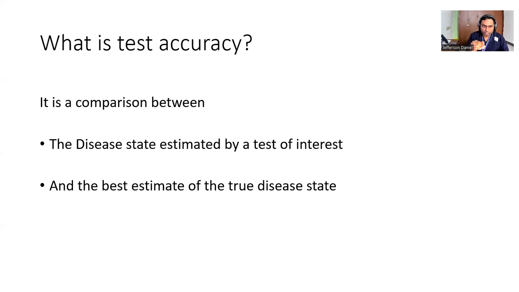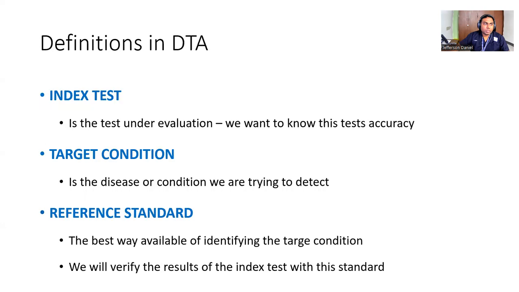globally accepted standard of reference. So midget is telling 90 out of 100 patients have TB. My test, gene expert, is telling 80% of the study population is having tuberculosis. Then I'm comparing gene expert with the true disease state, which is given by midget. So that is how I will tell that much accuracy. My test is that much accurate in diagnosing tuberculosis. That is what is called as test accuracy.